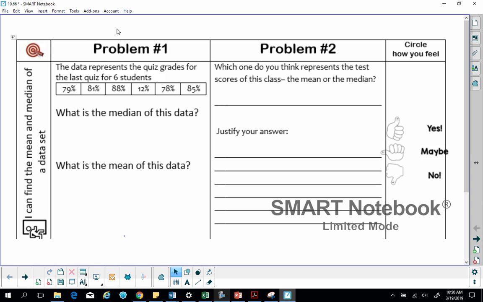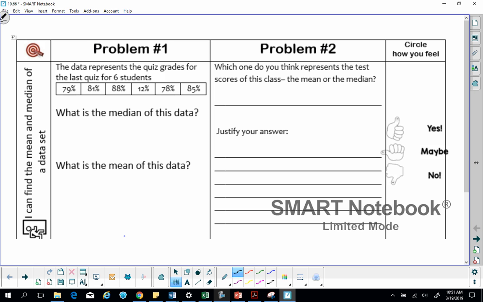So first, they're asking for the median. Who can raise their hand and tell me one way that I can find the median? Jordan, put it in your calculator into data. Sure. How could I do it by hand? You first, we need to put them in order.